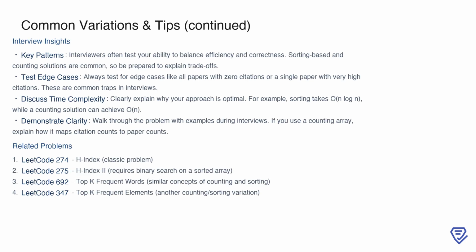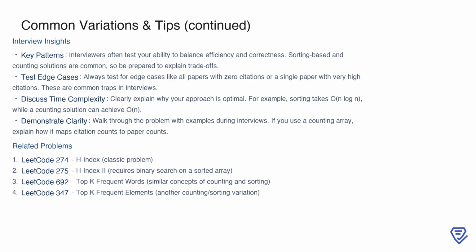In interviews, solving the H-index problem often tests your ability to balance efficiency with correctness. Sorting-based and counting solutions are frequent topics, so you should be prepared to discuss the trade-offs between these approaches. For instance, sorting has a time complexity of O(n log n), while a counting sort approach can achieve O(n). Interviewers also expect you to handle edge cases, such as all papers having 0 citations or a single paper with an exceptionally high citation count. These are common traps meant to assess your thoroughness.